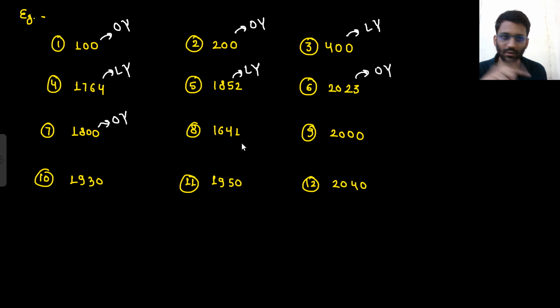Is it a century year? No, it's not a century year. If it is not a century year, is it divisible by 4? No, this is not divisible by 4. That means this is also an ordinary year. What about this one? Is it a century year? Yes. Is it divisible by 400? Yeah, it is divisible by 400. So that means it is a leap year.